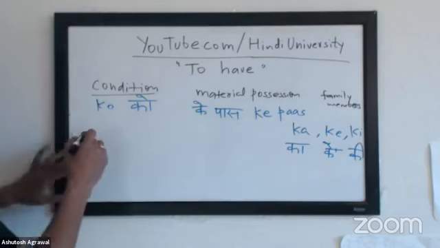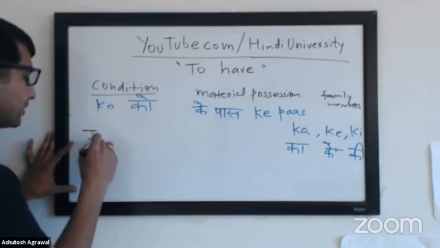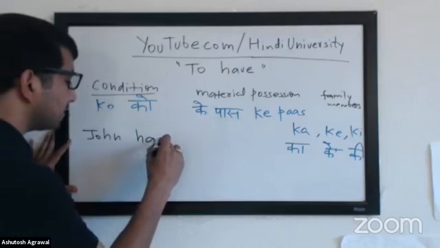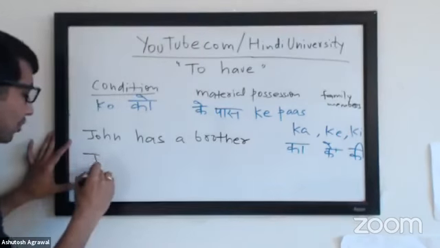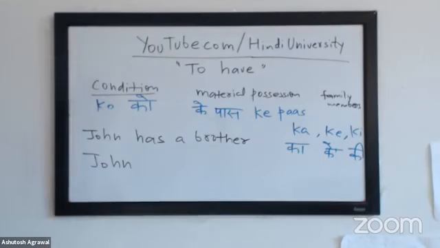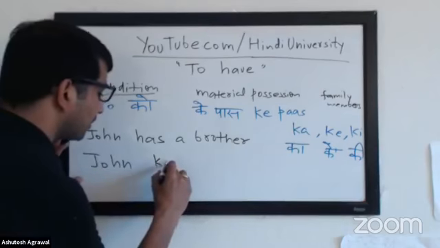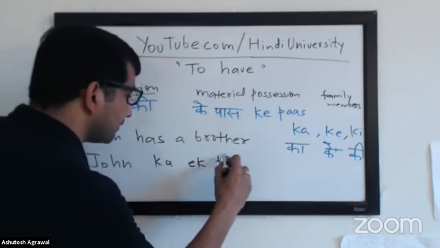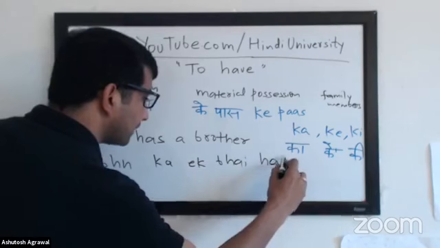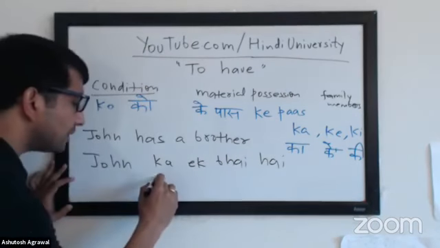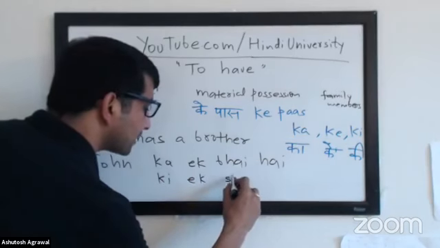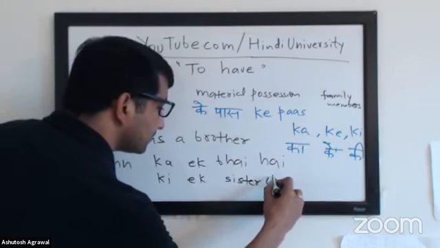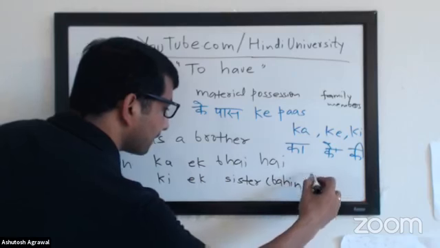John has a brother. I'm going to give examples so it's very clear to you. John has a brother. Okay, so you say John का and John's brother. Okay, John का एक भाई है. John का एक भाई है. Okay, John की एक बहन है और sister है. Okay, I'm going to just write sister as well as बहन है.